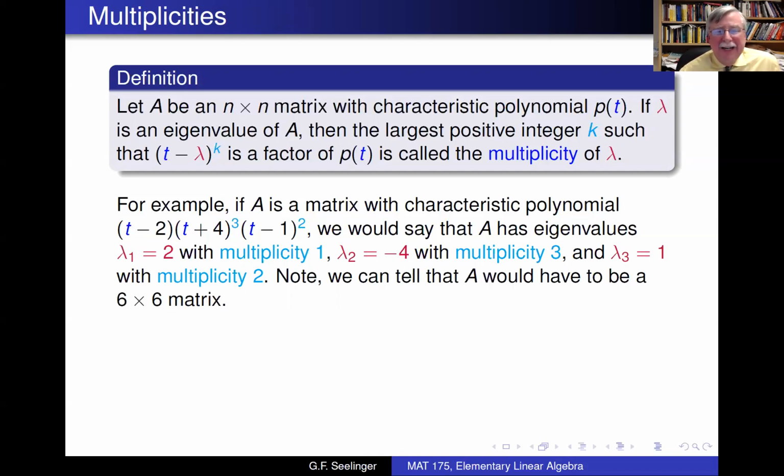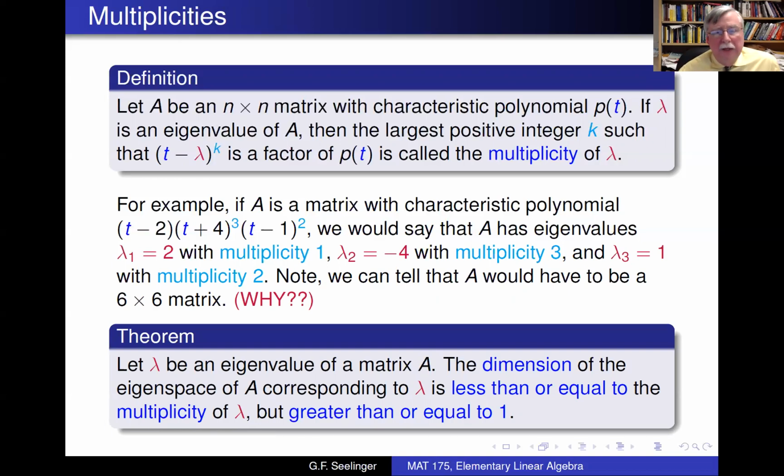Note that we can tell that A would have to be a 6 by 6 matrix. Well, why? Remember what we said about the degree of the characteristic polynomial. The degree of the characteristic polynomial matches the size of the matrix. So since this has degree 6, 1 plus 3 plus 2, A would have to be a 6 by 6 matrix.